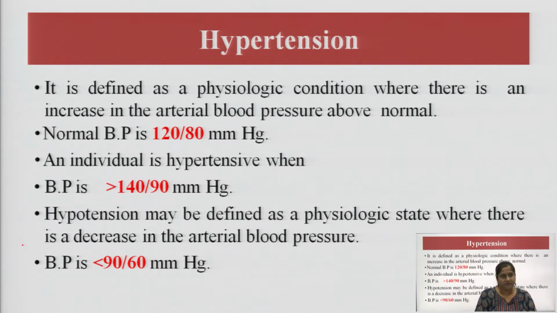And today we are here to discuss hypertension, that is the higher BP than the normal BP range. So, an individual is hypertensive when the blood pressure is more than 140/90 mmHg, and hypotension is defined as the physiological condition when there is a decrease in the arterial blood pressure, that is if the BP is lower than 90/60, that is systolic blood pressure is 90 and diastolic blood pressure is 60. If a patient is suffering from this condition, then it will be called hypotension.